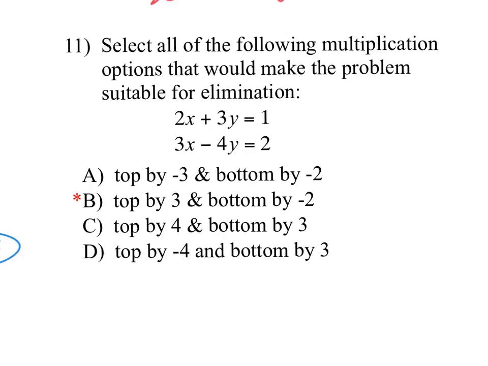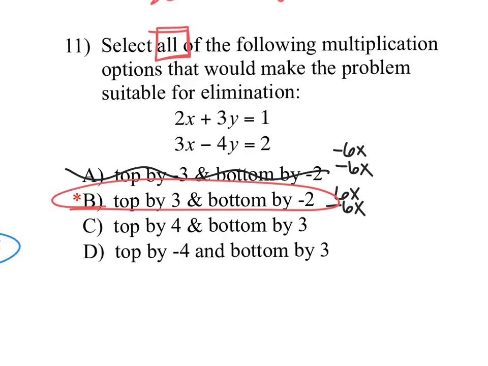Question 11, the correct answer is not completely here. This says select all of the following. So the easiest thing to do is just to work with these numbers and see what things cancel. Notice on A, if you multiply by negative and negative, that gives you negative 6x on the top and negative 6x on the bottom. Those are not opposites, so it's not that one. B will give you positive 6x on the top and negative 6x on the bottom. Those are opposites, so that's why B works.